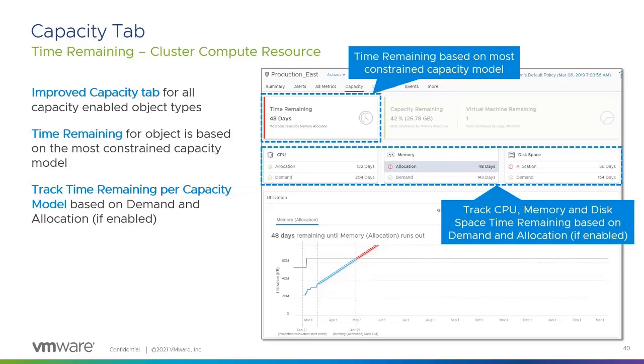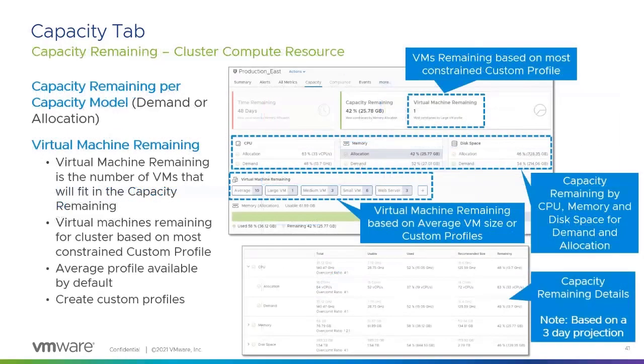Like I said, it's looking at the most constrained resource, and then that is the time remaining for the object itself. And then the next thing you can look at on the capacity tab is what we call capacity remaining. And again, this is looking at a cluster. So you can see here, the system is telling me how many VMs will fit in my cluster. So this is looking at the capacity remaining, and then it's saying within that capacity remaining, how many VMs can I fit? And then that's where it's coming up with that projection.